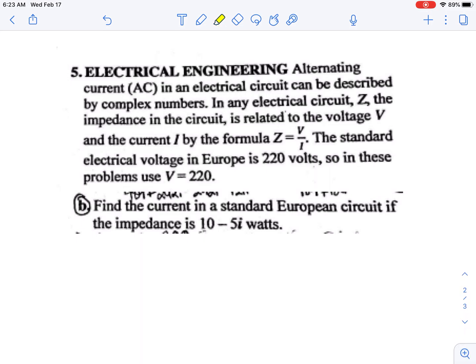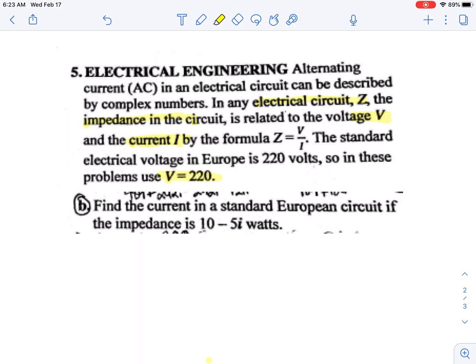The first thing we have to understand is what the variables stand for. The impedance Z is the impedance in the circuit. It's related by the voltage V and the current I. So we have Z equals V over I. It says the standard electrical voltage in Europe is 220 volts. So in these problems, we know V is 220.